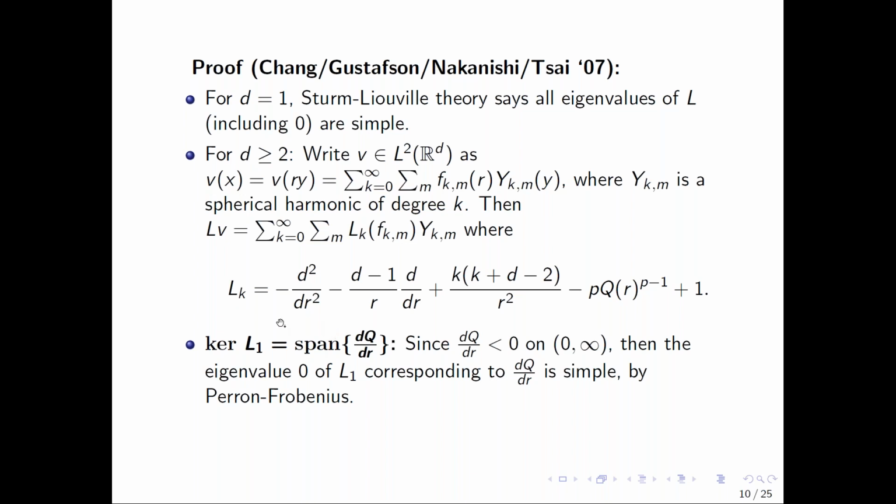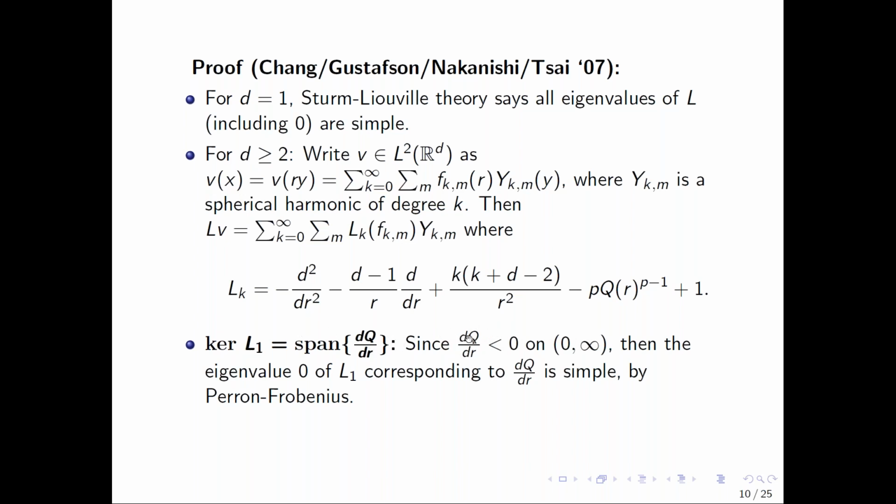So in other words, if you apply L to functions that are spherical harmonics of degree k, then the only way you can get 0 is if the radial part of that is dq/dr. And that's obvious. If you look at L1 here, that's obvious from the Perron-Frobenius theorem, because we know that ground states are radially decreasing, so their derivatives are of one sign. dq/dr is always negative on 0 to infinity. And we know that dq/dr is in the span of L1.